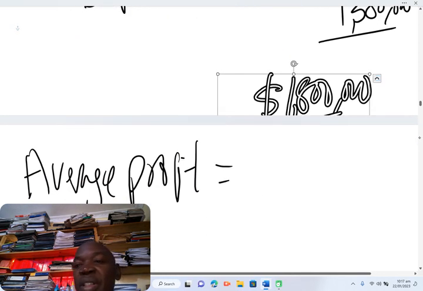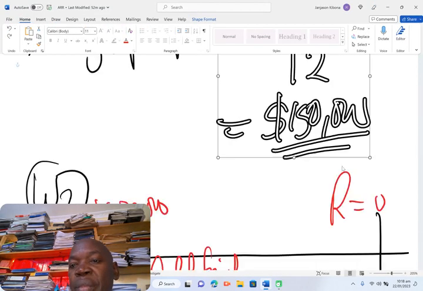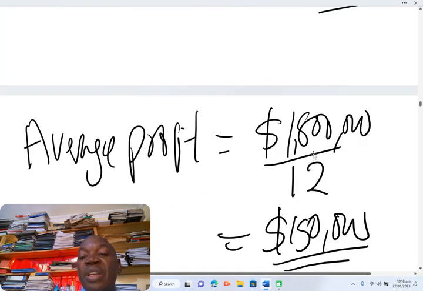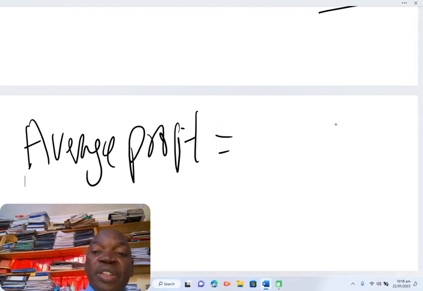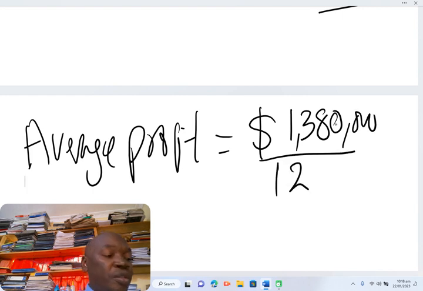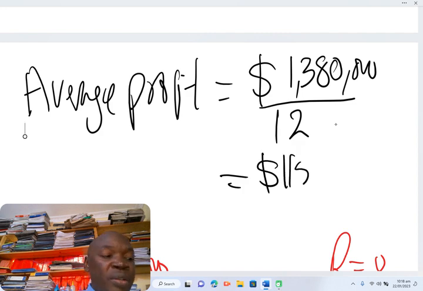So average profit will be calculated here. Average profit is equal to $138 divided by 12. So this is $115.